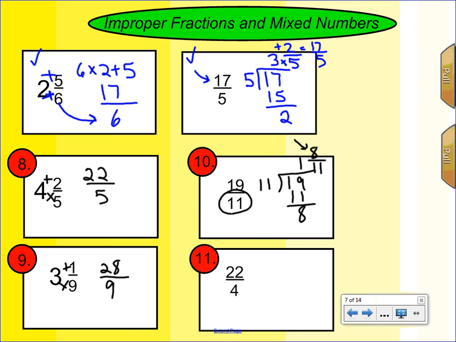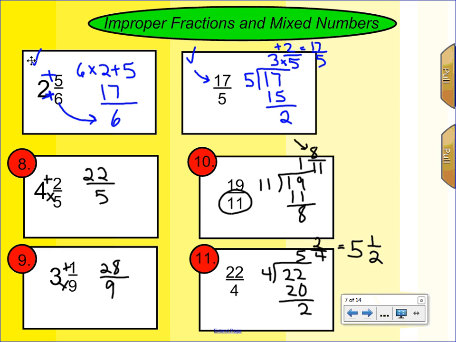Number 11, if I take 22 and divide it by 4, it goes in 5 times. That gives me 20, and I have a remainder of 2. So that would be 2/4, but that fraction is not in lowest terms. We always write our fractions in lowest terms, so it would be 5 1/2.